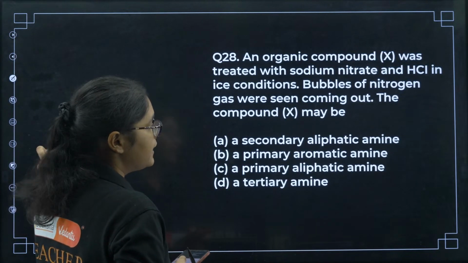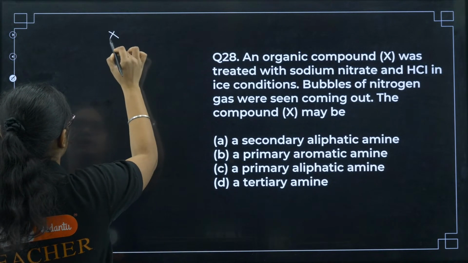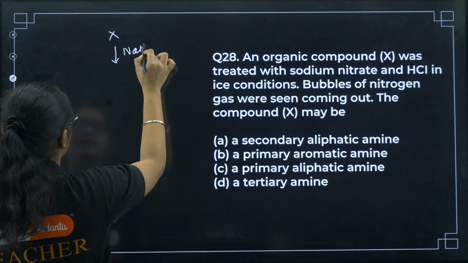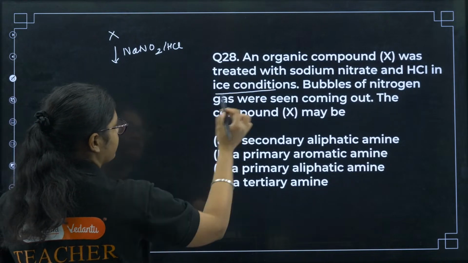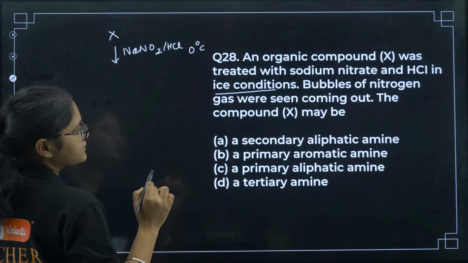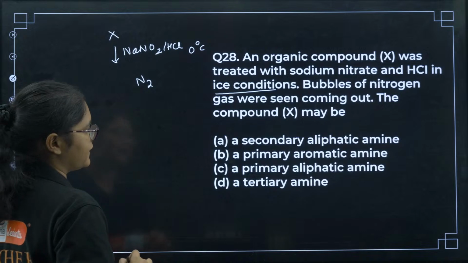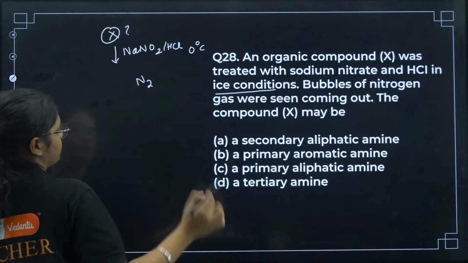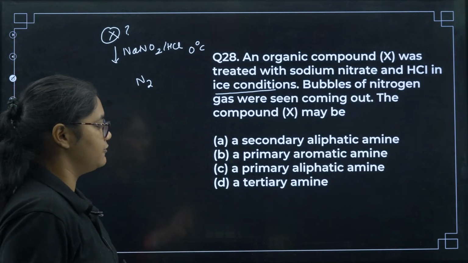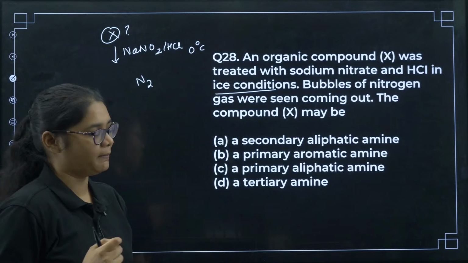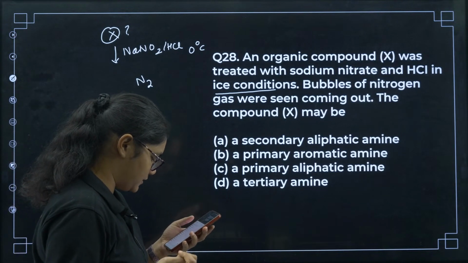Next, question number 28. An organic compound X was treated with sodium nitrite and HCl in ice condition, means very low temperature, 0 degrees Celsius, you can guess. Next, bubbles of nitrogen gas were seen coming out. So one of the products here was nitrogen gas. The compound X may be a secondary aliphatic amine, a primary aromatic amine, a primary aliphatic amine, or a tertiary amine. Yes, you are getting nitrogen gas. So what can be the product here?